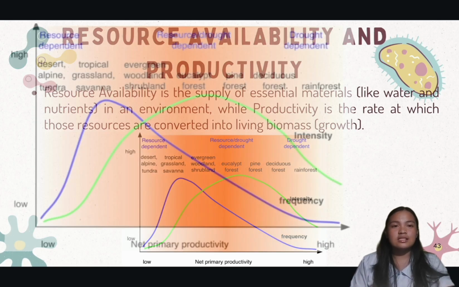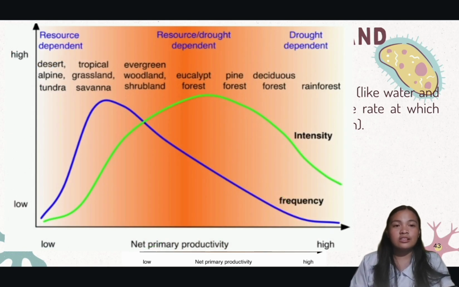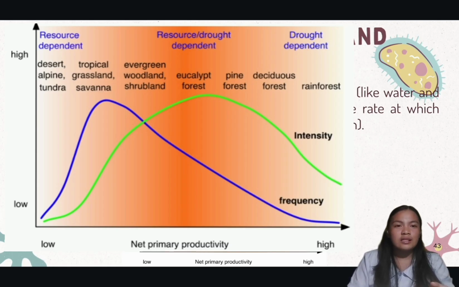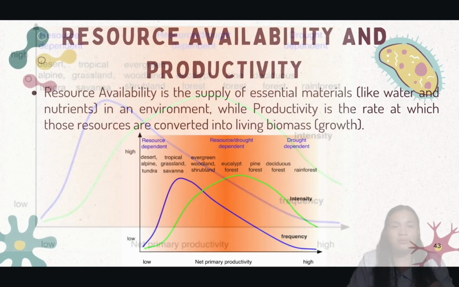So as we can see, there's a graph in here that shows various ecosystems like rainforests and deserts that have different levels of productivity. Example narito is that may mas mataas na productivity yung mga lugar na kung saan may sapat na tubig at araw.